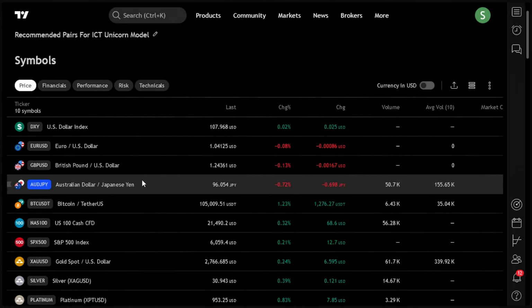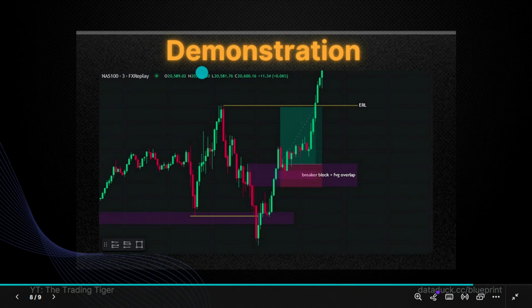Here's a golden tip: always backtest to see what fits your style, and don't forget to tweak your approach as you go.